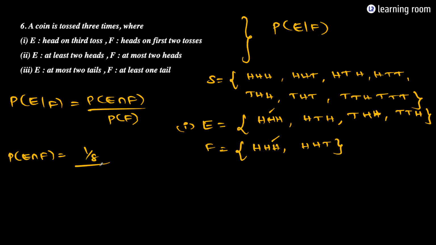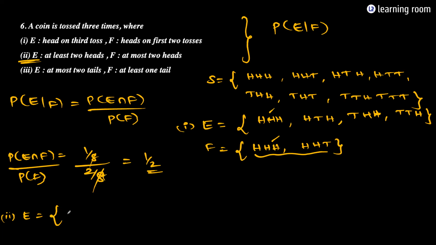Probability of F is 2/8, which is 1/4. So 1/8 divided by 1/4 is 1/2. Probability of E intersection F divided by probability of F. Similarly, the second one.